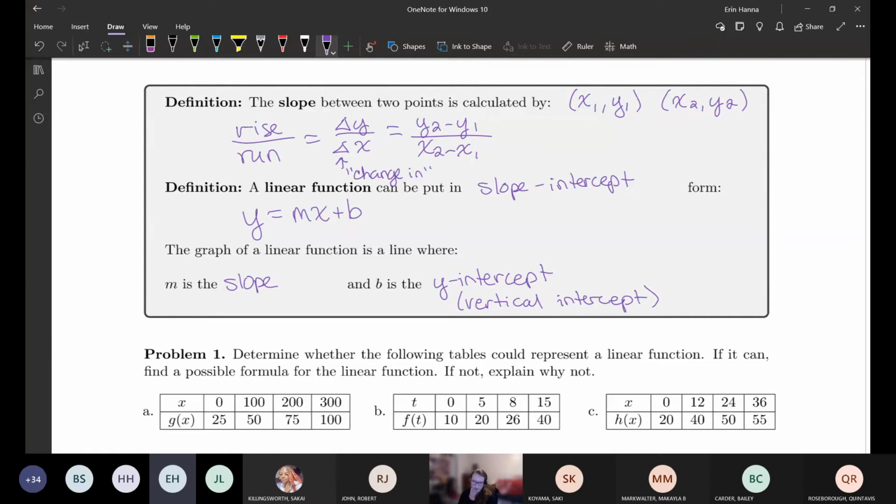Since our next problem has some t values in it. So linear functions have a constant slope. That's how we're going to be able to figure out whether or not a function is linear, which is essentially what we're going to do next. We have these tables. We want to figure out if they're linear or not.